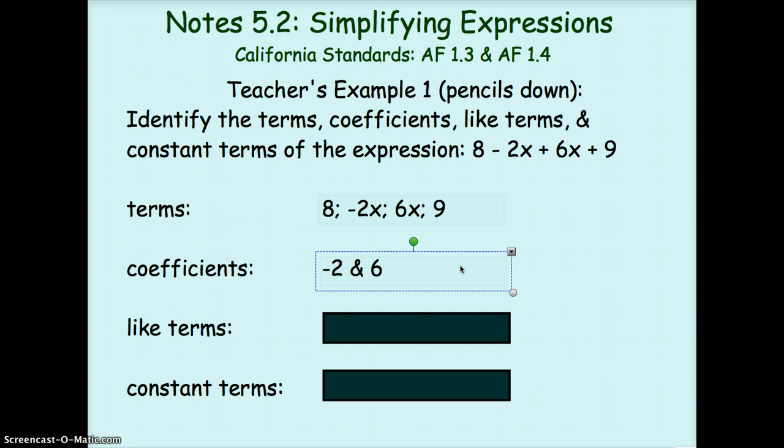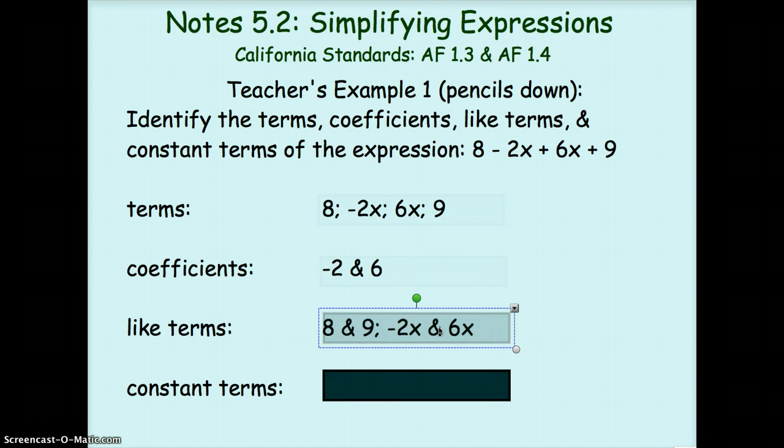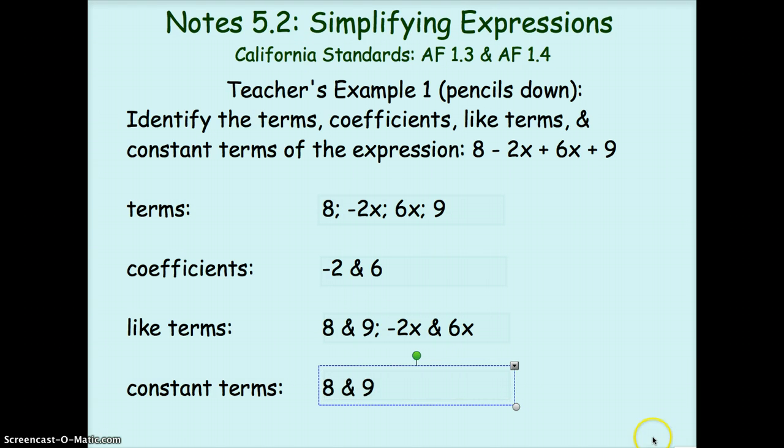Like terms, again, have the same variable raised to the same power. The 8 and the 9 both have the same variable, which is nothing, the non-existent variable. And negative 2x and 6x have the same variable, and they're both to the first power, so that works. And then lastly, constant terms are the terms without variables, which I'm sure you've already picked up on, 8 and 9. Okay, go ahead and try this out on your own.